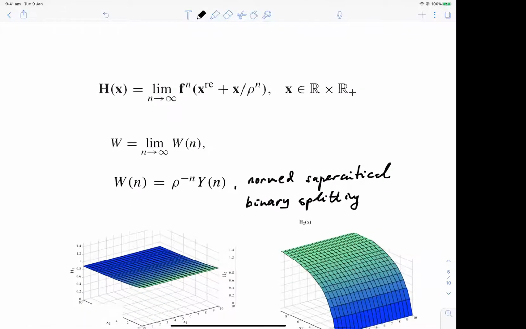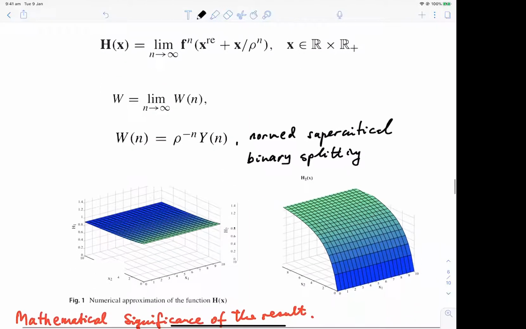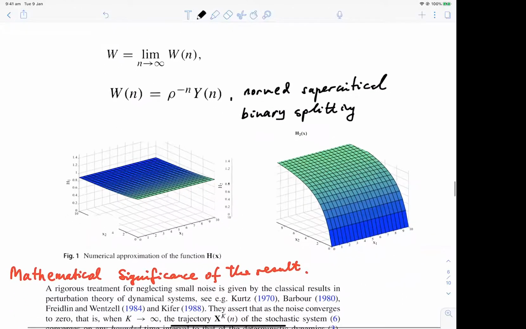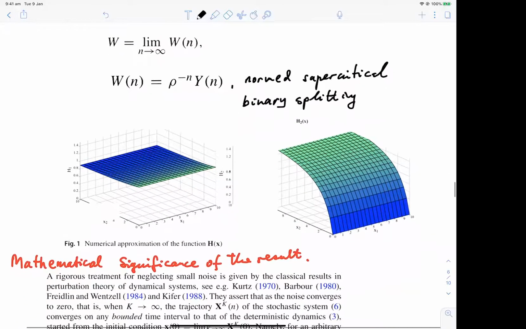Now what is W? W is the almost sure limit of the normed supercritical branching binary splitting of the mutant. So if we freeze the probability of division as rho over 2 at the beginning, then we obtain supercritical binary splitting, and rho minus n, Yn is a martingale, and it converges. And so this is a picture of an approximation of function h. This is h1, and this is h2.